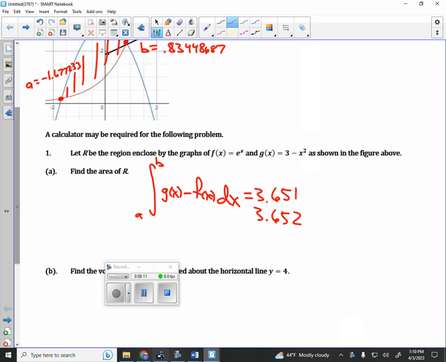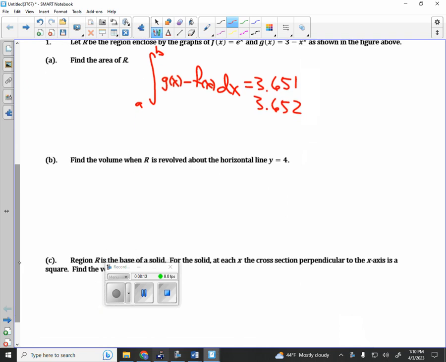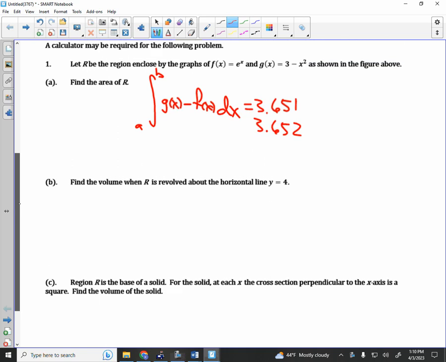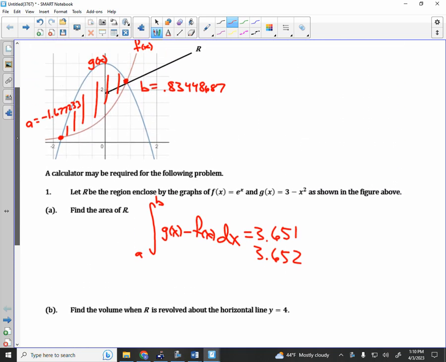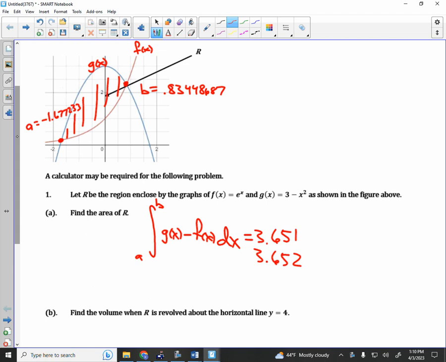All right, let's step up the difficulty a little bit. Find the volume when R is revolved about the horizontal line y equals 4. I want you to think about it and talk with your partner and say, what the heck would that even be? What have we done before that looks like that? Go, talk.